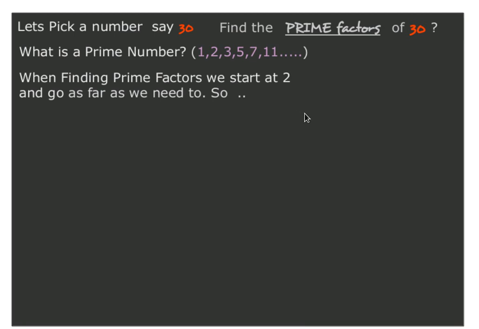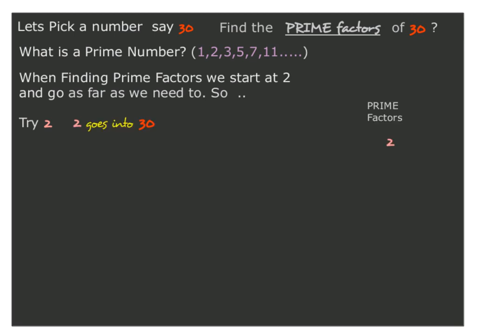When we try to find prime factors of, let's say, this number 30, we just start at 2 and we carry on. So we try 2, and it's very similar to what we did in finding the factors. The only thing is we just want to deal with prime factors. So let's have a look at that. 2 is a prime number. It's divisible only by itself and 1. Nothing else can divide into 2 and give you a whole number result.